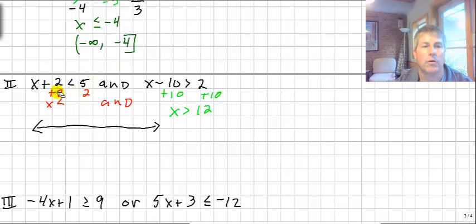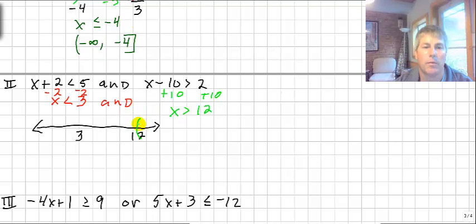I don't want to add 2 to both sides. I want to subtract 2 from both sides. So, you guys probably all saw that. So I get x is less than 3. And x is greater than 12. So I have critical points at 3 and 12. I will go ahead and graph x is greater than 12.